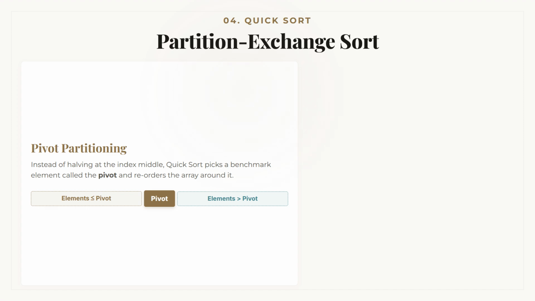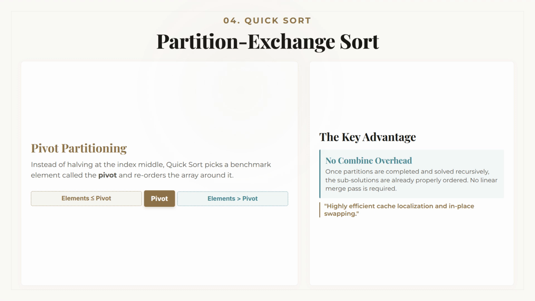The algorithm then recursively sorts the left and right partitions. An important advantage of quicksort is that it does not require a merge step. Once partitioning is completed, the subarrays are already positioned correctly relative to each other.